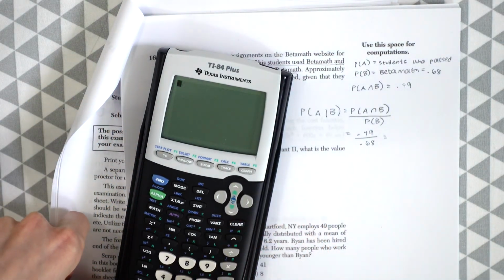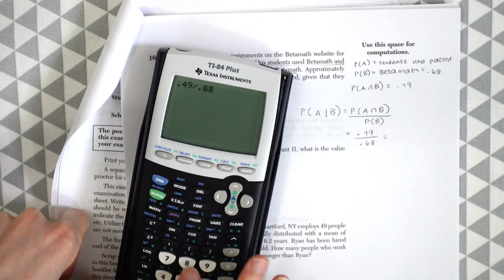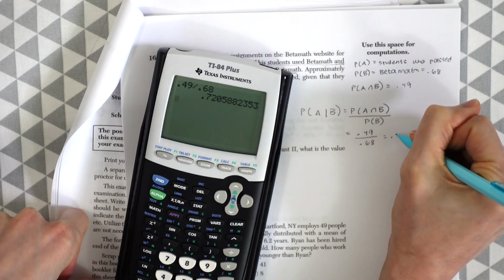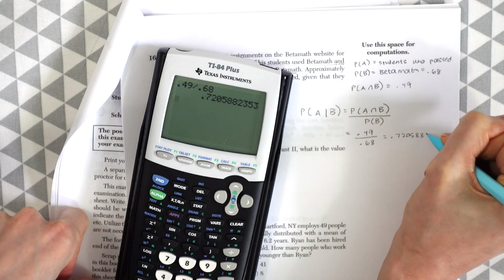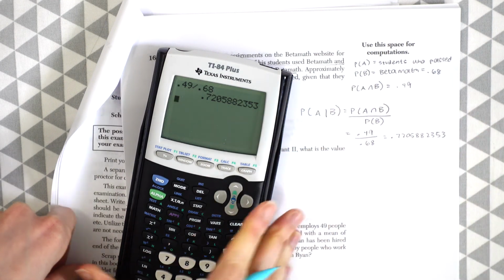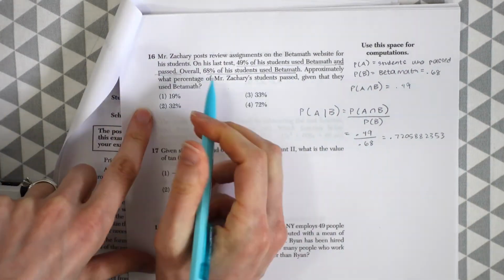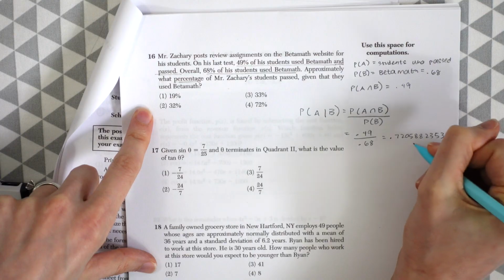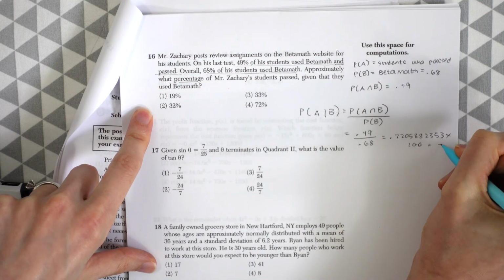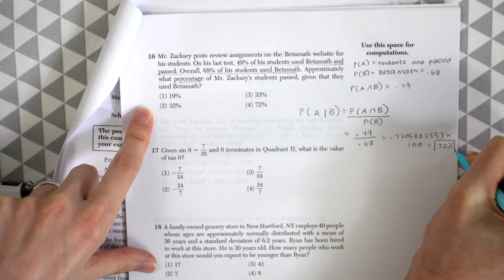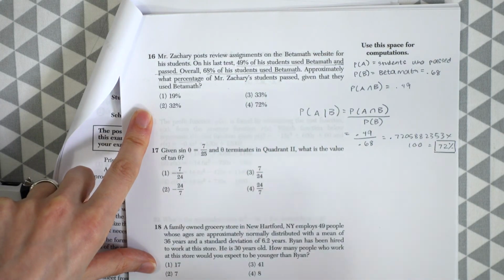So we can just plug this into our calculator and see what we get. We get 0.7205882353. And they want to know what the percentage is. So if we just multiply this times 100, we'll get 72%, which is choice number 4.